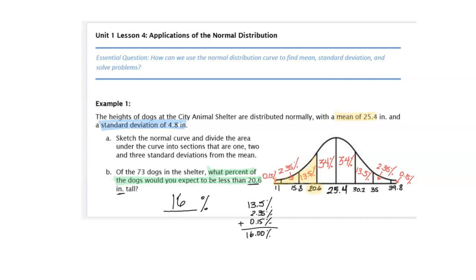So what percentage of dogs would you expect to be less than 20.6? Our answer is 16%. 16% of the dogs within this shelter have a height that is less than 20.6 inches tall.